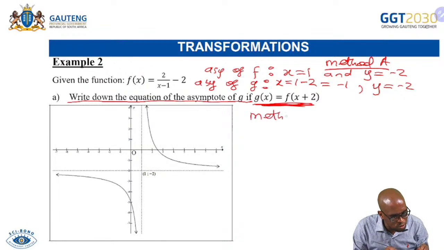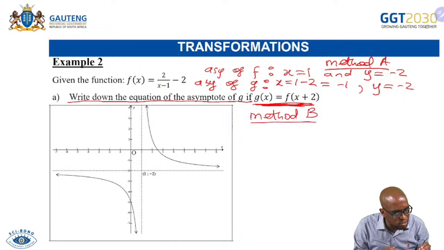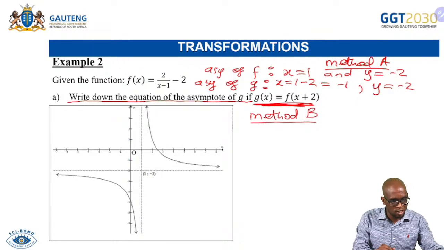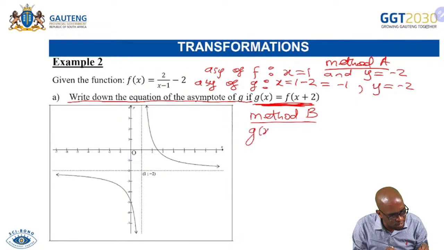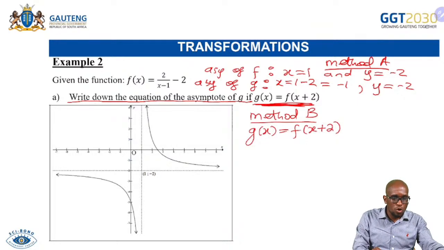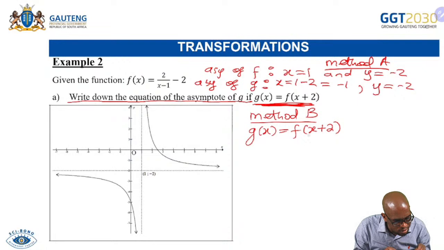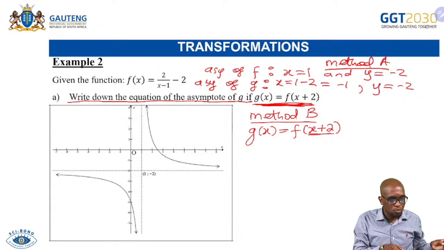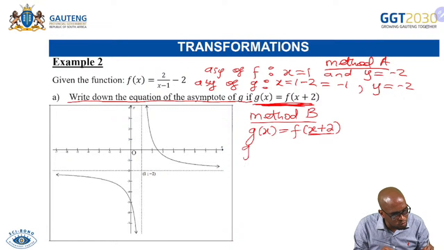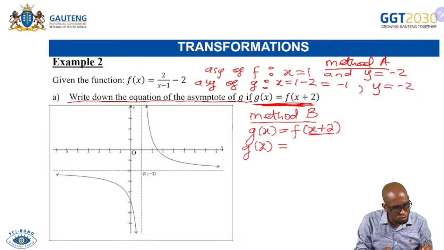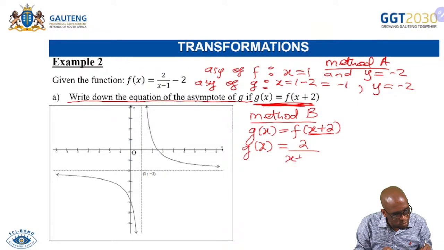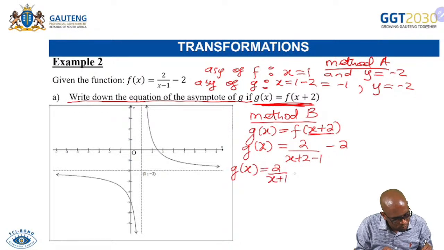With method B, you can do what we did on the previous slide. We find the equation first. So we know that g of x is related to f of x in this form. Instead of substituting x to get g, where we see x, we're going to put x plus 2. So this would be equal to 2 over x plus 2 minus 1, minus 2. So the new equation g of x would be given by 2 over x plus 1, minus 2.